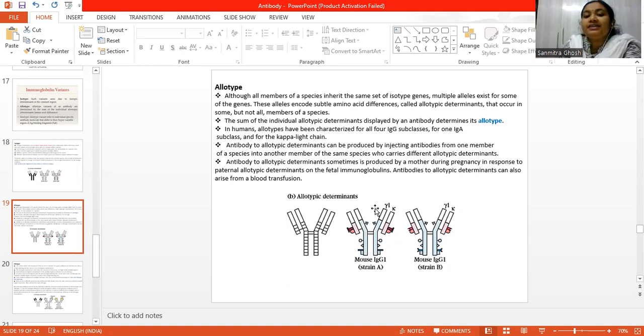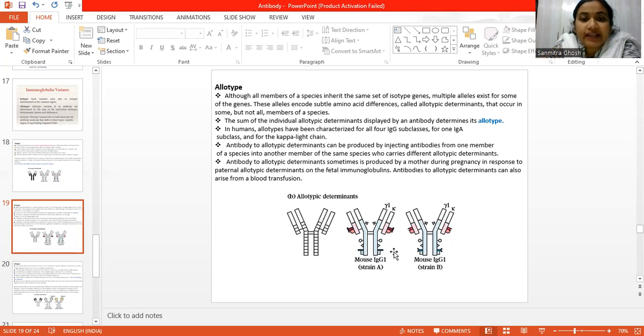So if this particular IgG1 antibody from strain A is injected into the body of the same species, that is mice, but of strain B, then because of this allelic variation, this particular area will be identified as a foreign molecule by the second strain of mouse. And for this allelic variant, for this allotypic variation, an immune response will be generated against a member of the same species. Right.